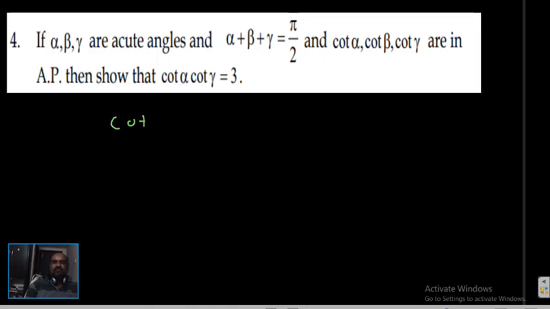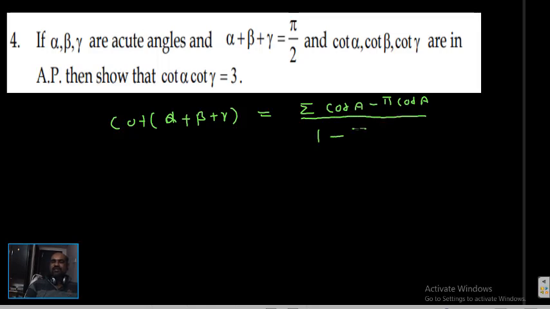Cot of alpha plus beta plus gamma formula. What is that? Sigma cot A minus pi cot A by 1 minus sigma cot A into cot B. Actually A means here alpha, no? So I want to write alpha only instead of A. Alpha I will write.